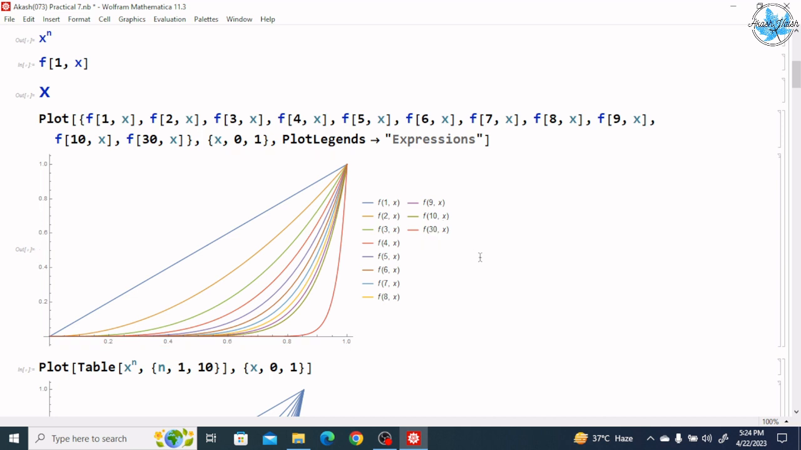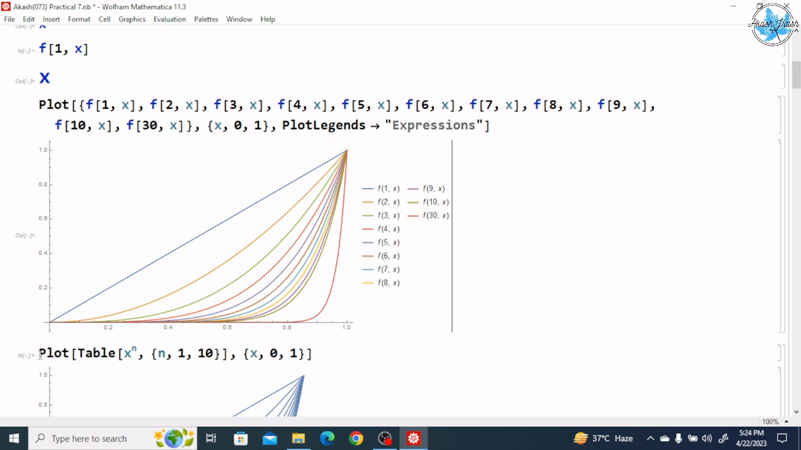And if you don't want to give this much expression, and you want to write less expression, then give the Plot command, and then in the square bracket give the Table command. In the Table command, when your function is x to the power n, you are varying n and x. So the Table command will take the values automatically, with n varying from 1 to 10 and x varying from 0 to 1.